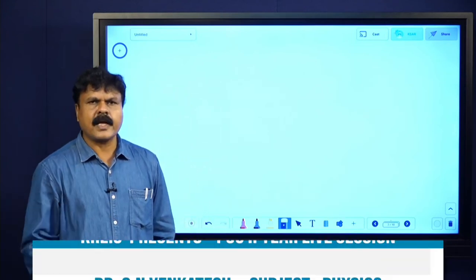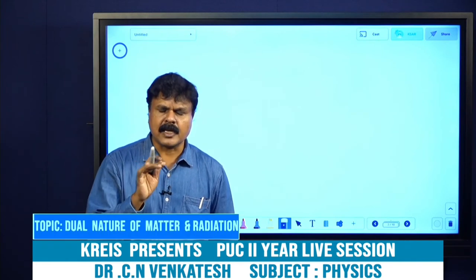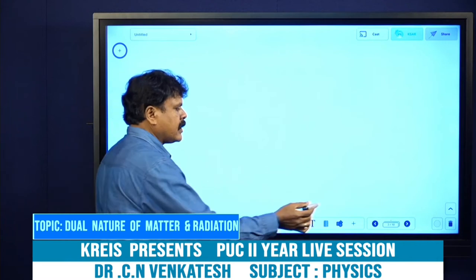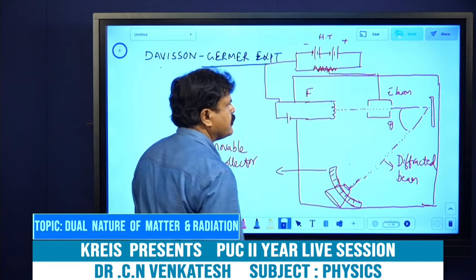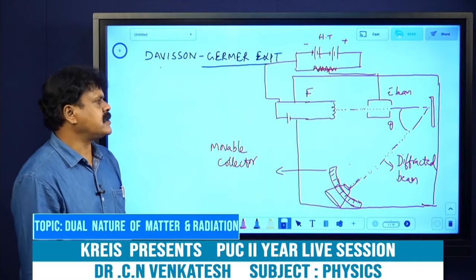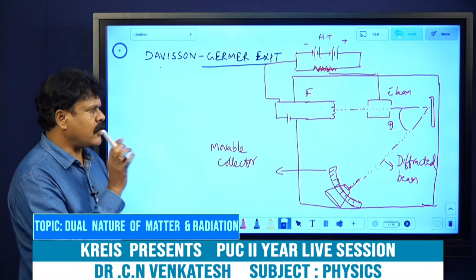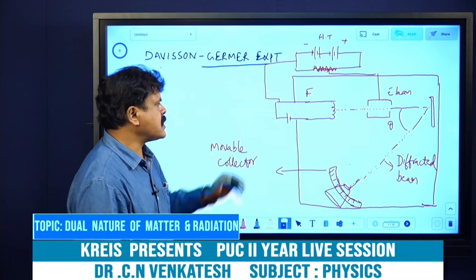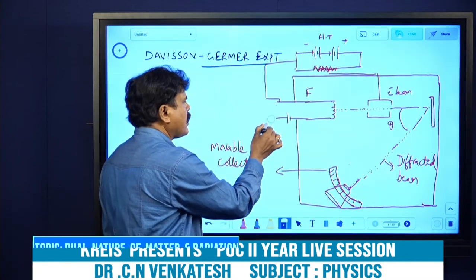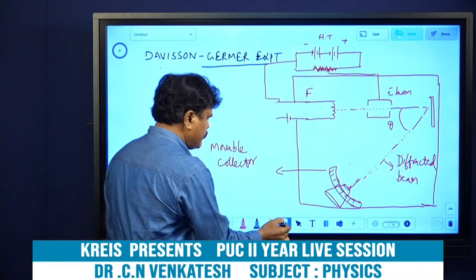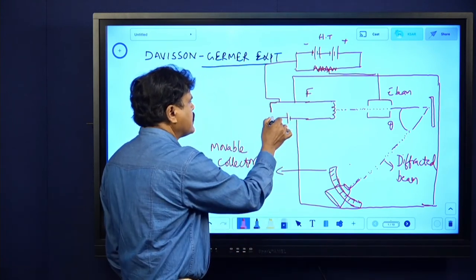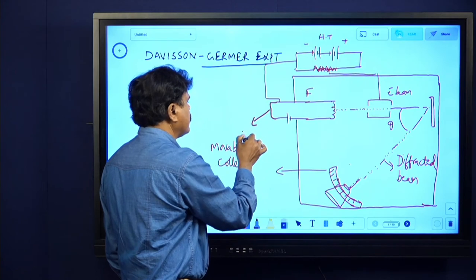Now here, what does the Davisson and Germer experiment mean? It is quite lengthy, but still you can make it precise. The very first thing, you should draw the figure. The figure is important. You have to practice this figure, and I'm telling you how to practice. To start with, this is called the electron gun.